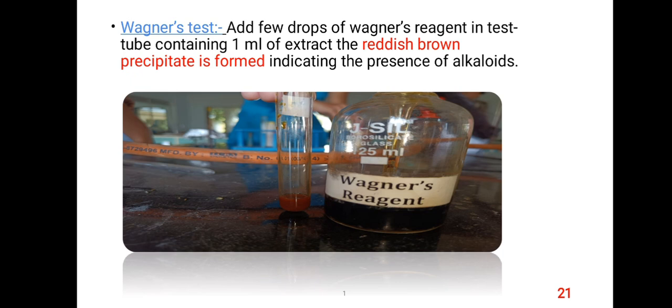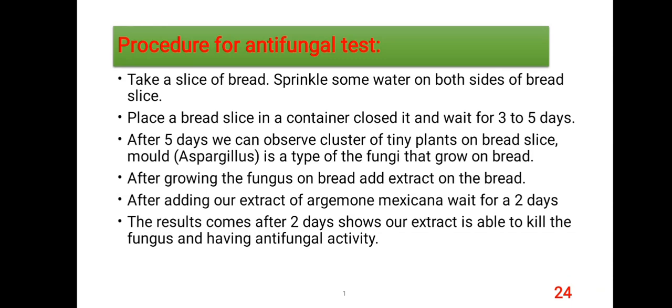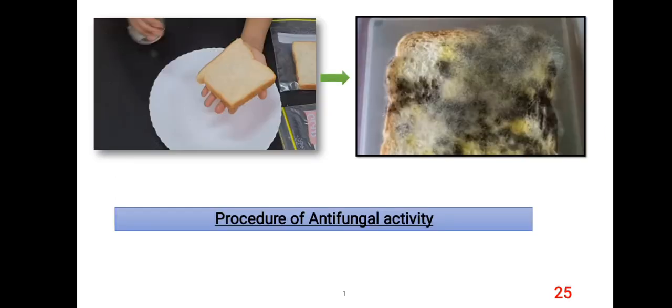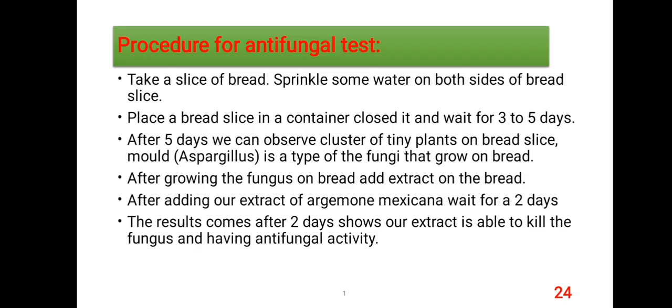A reddish-brown precipitate is formed. After performing the tests for alkaloids, we performed the antifungal test. For that, we take a slice of bread, sprinkle some water on both sides of the bread, place the bread slice in a closed container, and wait for 3 to 5 days. After 5 days, we can observe clusters of tiny plants on the bread slice. Mold is a type of fungi that grows on bread.